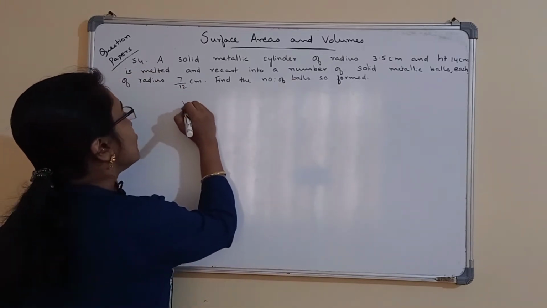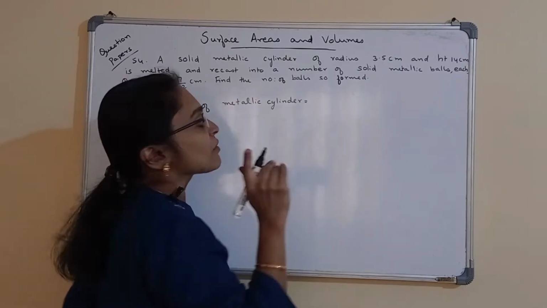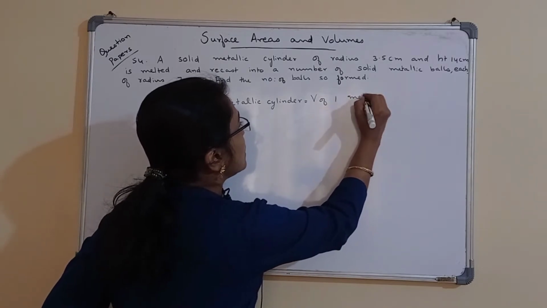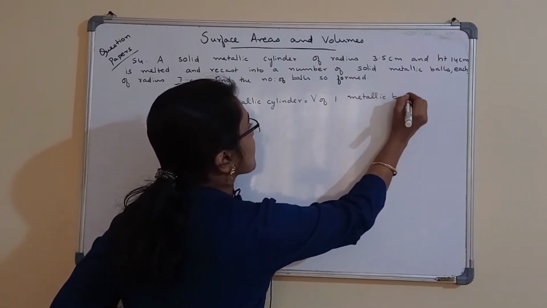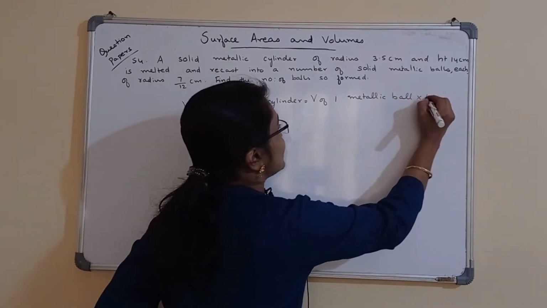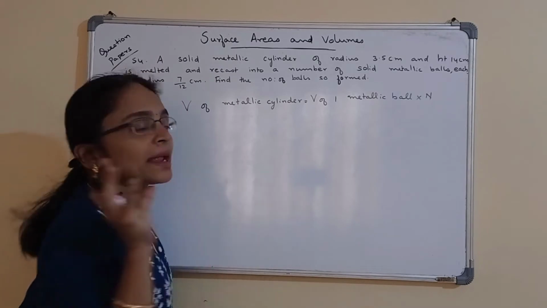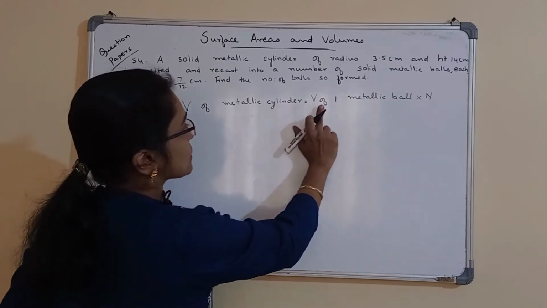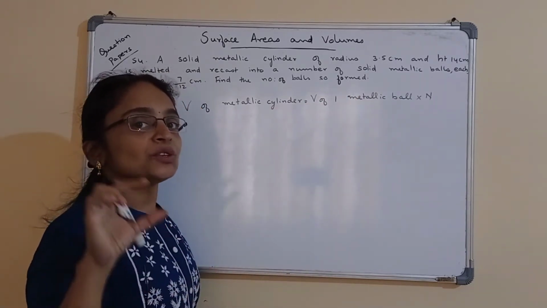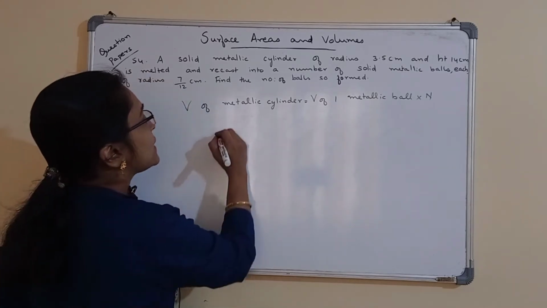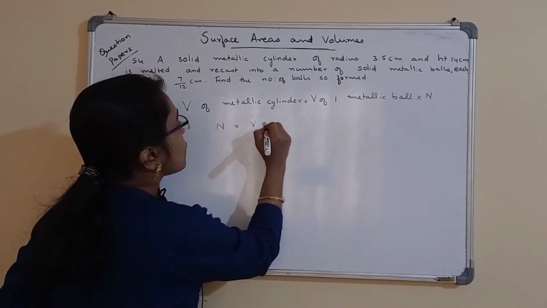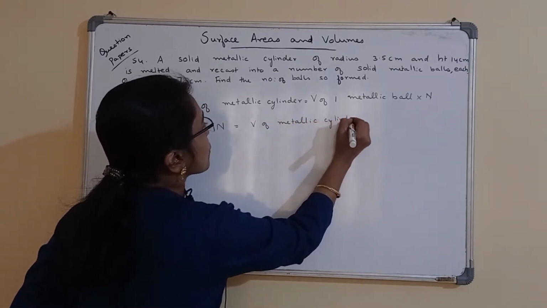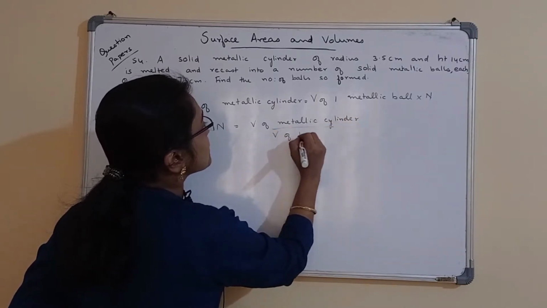So we have volume of this metallic cylinder will be equal to the volume of one metallic ball into number of balls, right? N, we can take it as N. N is the number of balls. So, volume of metallic cylinder is equal to volume of one metallic ball into the number of balls. So, N is equal to, number of balls is equal to volume of metallic cylinder by volume of one metallic ball.